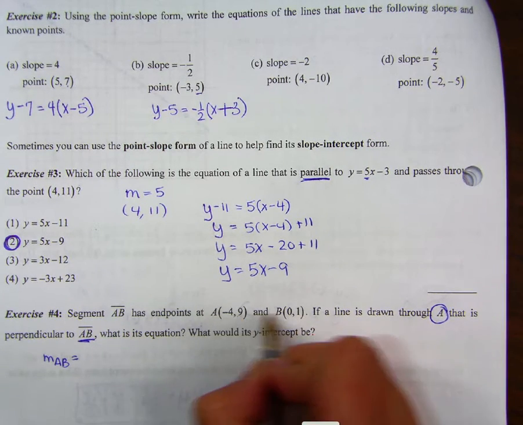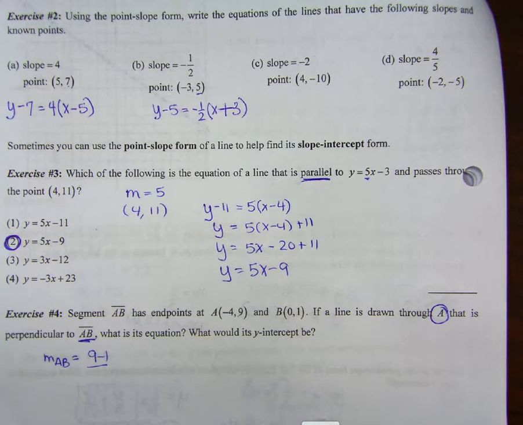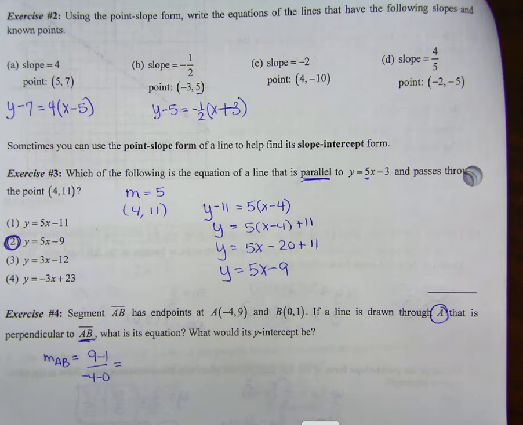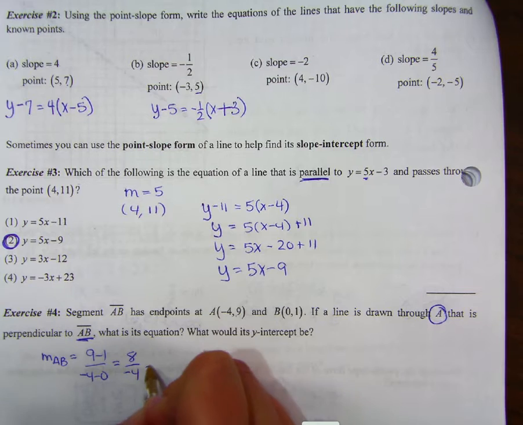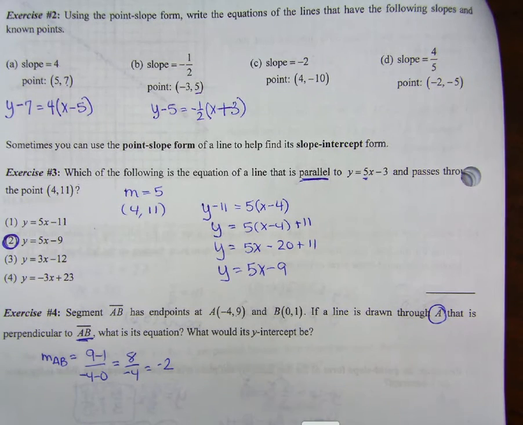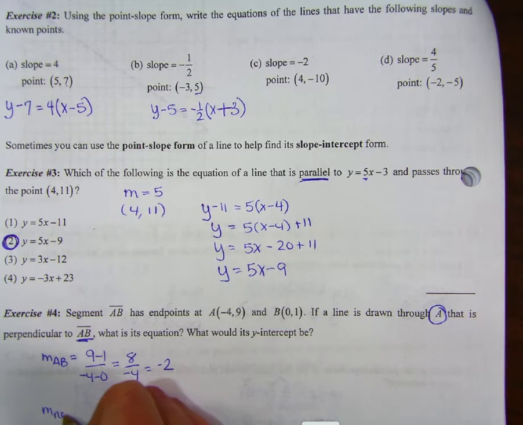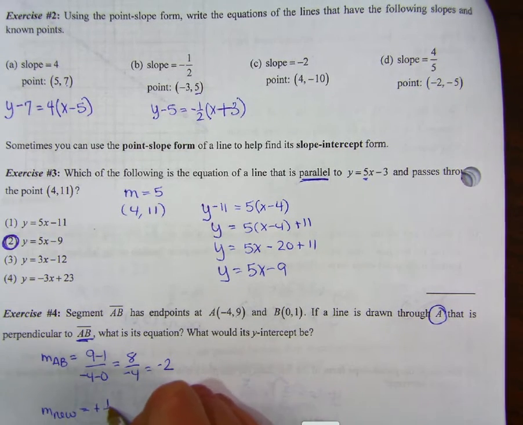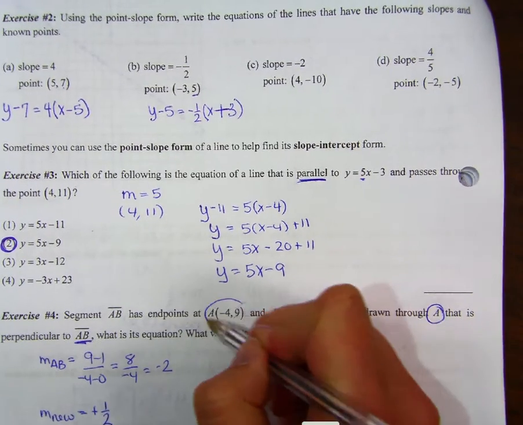So I know my A and B values, so I'm going to do 9 minus 1 for my y values, and -4 minus 0. So remember, slope is y2 minus y1 over x2 minus x1. So I get 8 over -4, which is a -2. So the slope of AB is -2. So the slope of my new line has to be the negative reciprocal of this, so it's going to be positive 1/2. And I know that it has to go through point A.